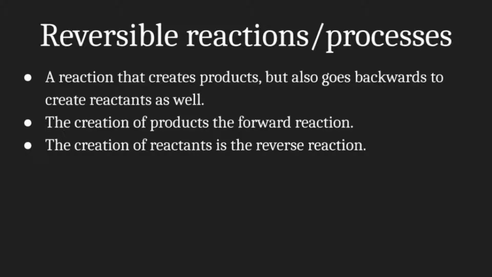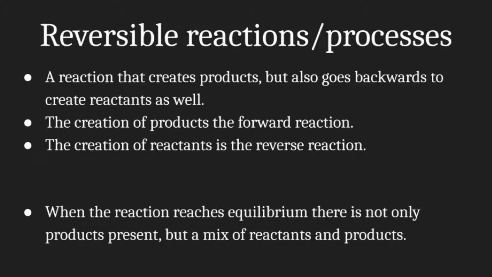So a reversible reaction is a reaction that creates products, but also goes backwards to create reactants as well. We call this creation of products the forward reaction, and the creation of reactants the reverse reaction. When we get to equilibrium with a reversible reaction, we're going to get a mix of products and reactants. We won't get all of one or all of the other.